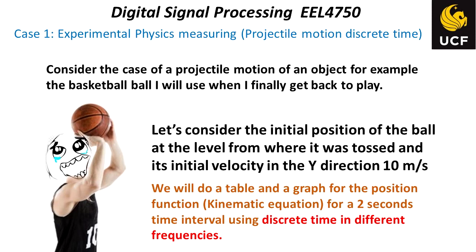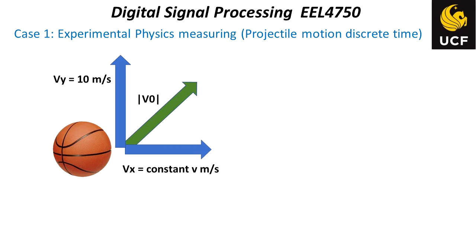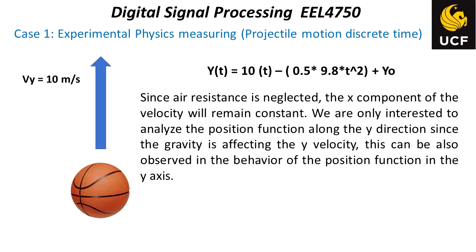The time interval is going to be 2 seconds of the experiment, and I'm going to use discrete time with different frequencies. So we see the ball, and the green arrow represents the initial velocity. You see that it was tossed at an angle, so it can be broken into components, the x component and the y component. The x component is going to be constant since we are neglecting the air resistance, and the y component is going to be 10 meters per second.